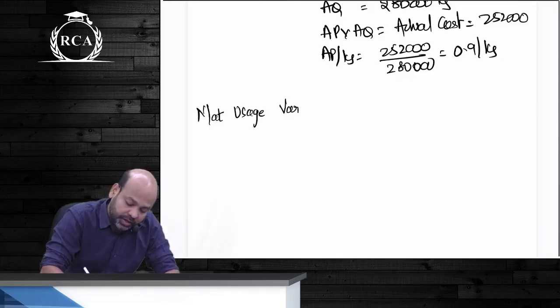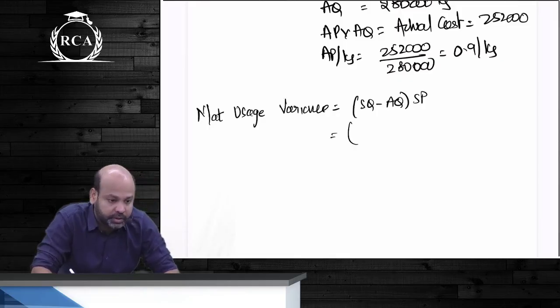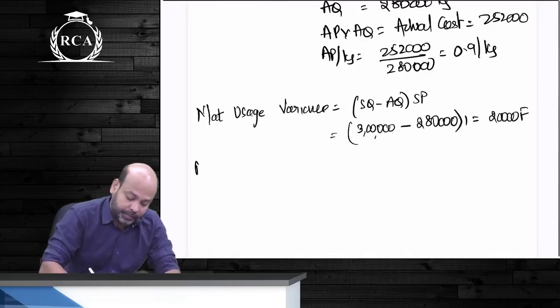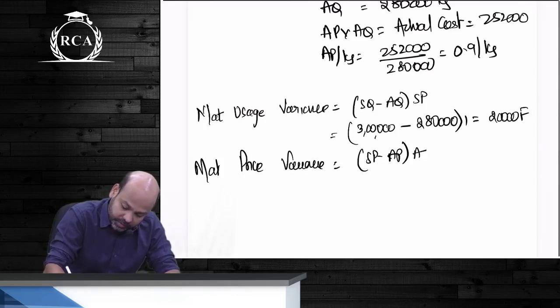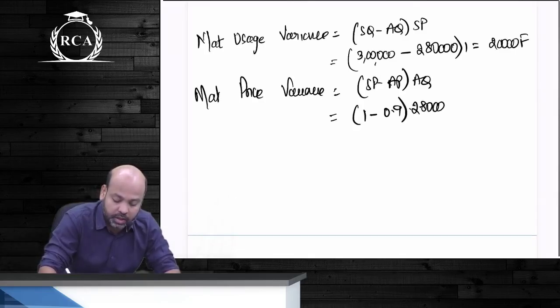Material usage variance will be equal to standard quantity minus actual quantity multiplied by standard price. How much is standard quantity? 3 lakh kgs, beta, minus this is 2,80,000 kgs multiplied by 1 rupee. So 20,000 favorable. Material price variance: standard price minus actual price into actual quantity. 1 minus 0.9 into 2,80,000. That will be 28,000 favorable.